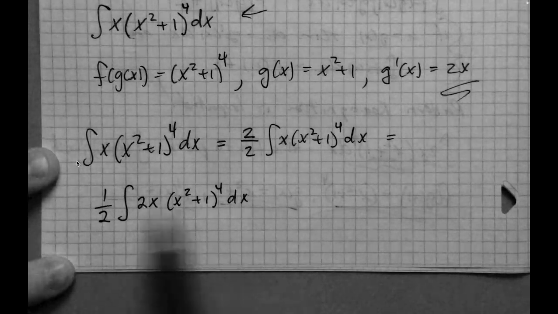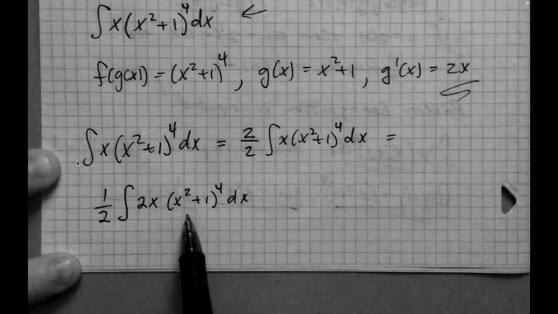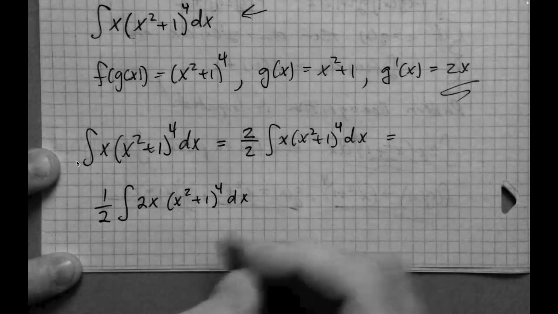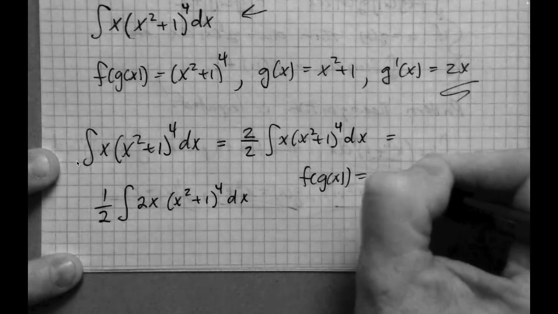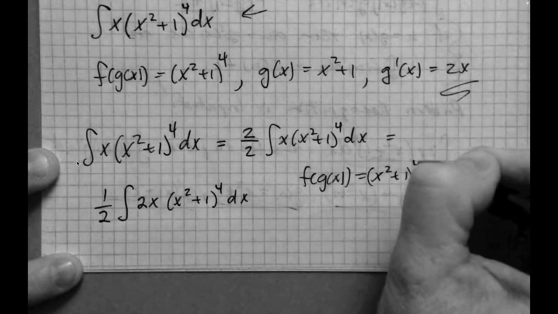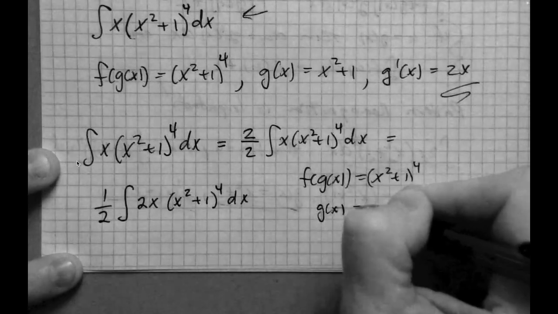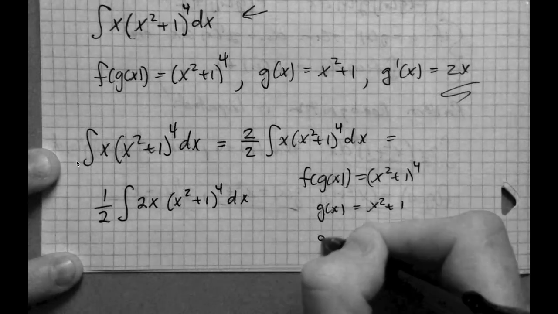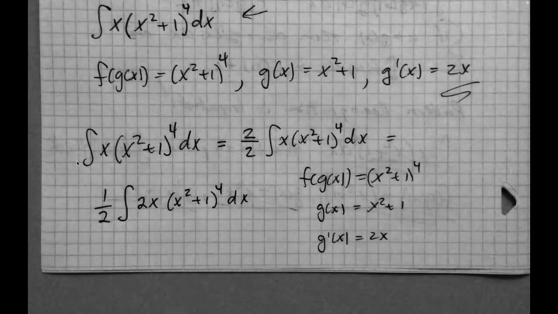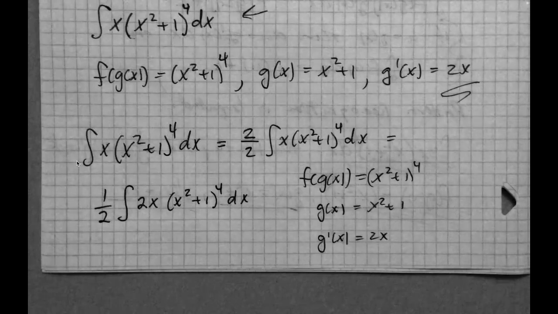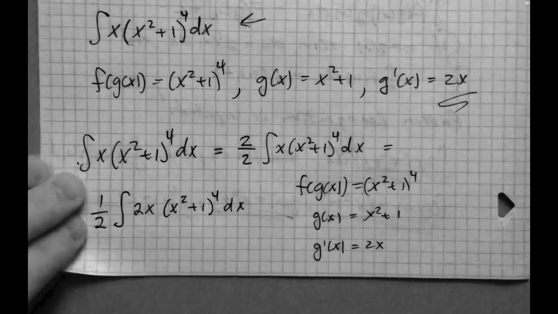And then in this way, we can see that here we have the pattern, right? We have our f of g of x equals x squared plus 1 to the 4th power. Our g of x is x squared plus 1, and our g prime of x is 2x. So we have all of the pieces. You can fit this pattern together and quickly calculate this integral. Okay, good. So these are just examples of spotting the pattern.